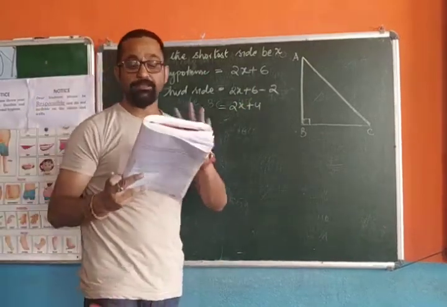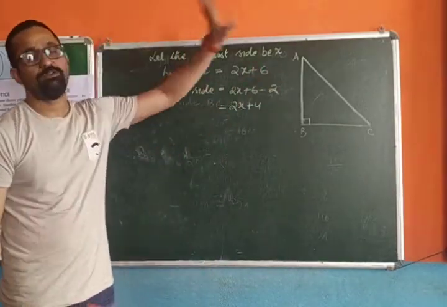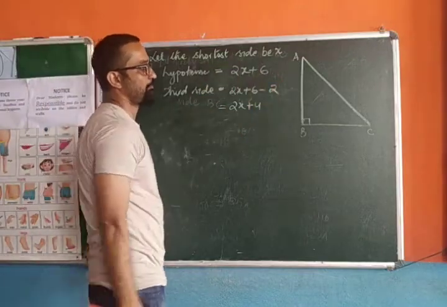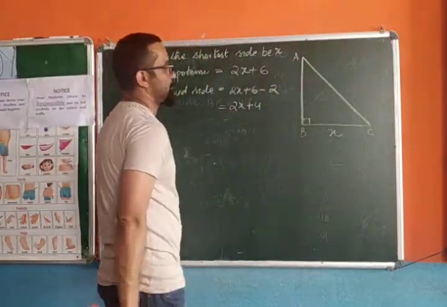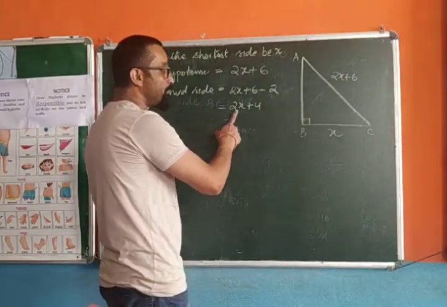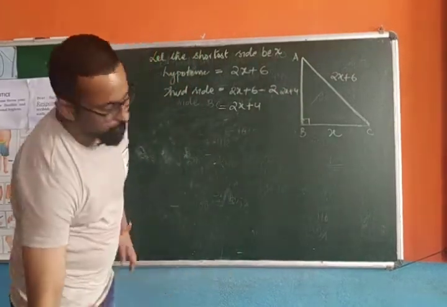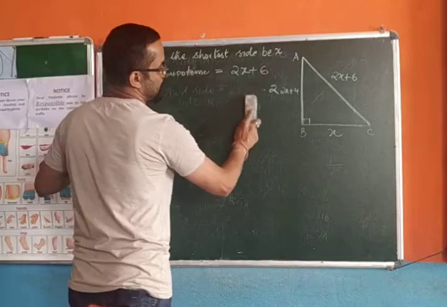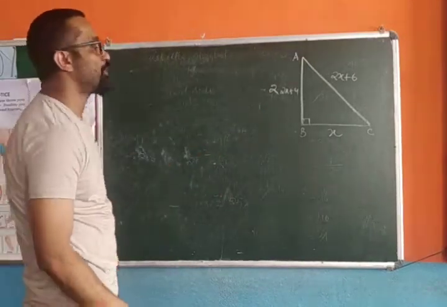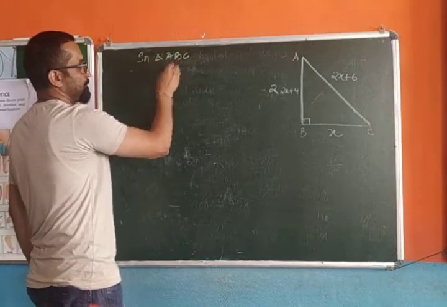The question says find the sides of the triangle. We know these values, right? These values in the triangle. Shortest side is x. Hypotenuse is 2x plus 6. And the third side is 2x plus 4. Once you know all the sides, these sides are Pythagorean triples. Use Pythagoras Theorem in triangle ABC.